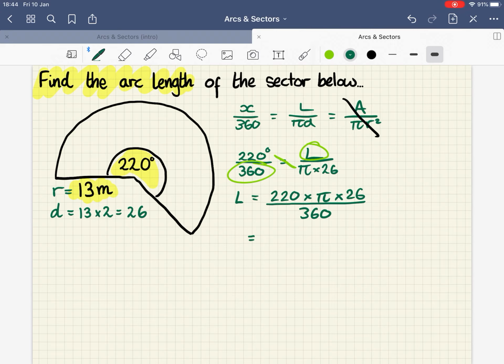When you put that in your calculator, you should get 49.91641 and so forth. Round it to 2 decimal places would be 49.92 degrees.